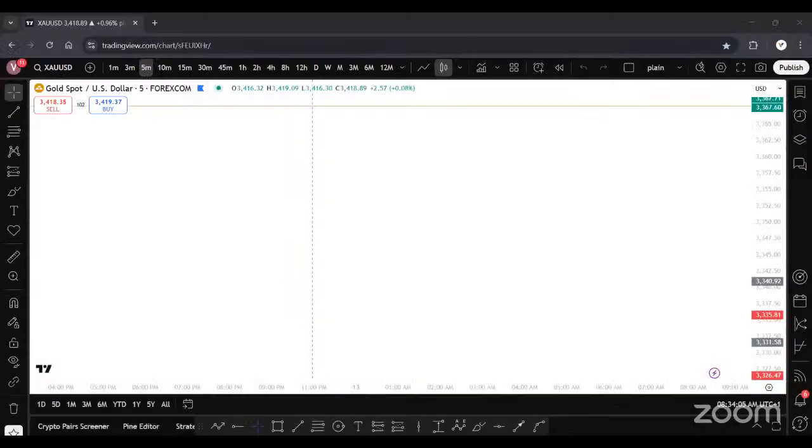So without wasting much of our time, we will just head straight to the chart for today's analysis. Starting off with the XY.